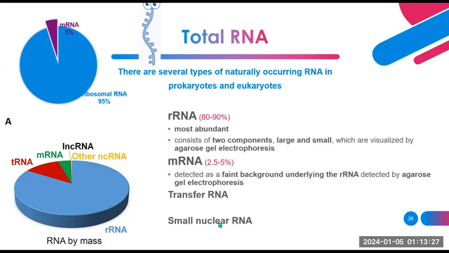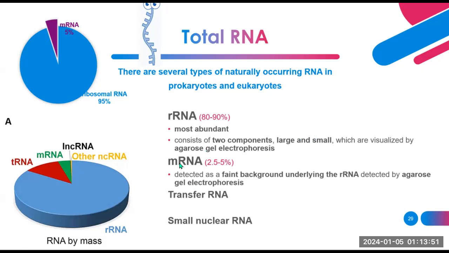Okay, there are several types of naturally occurring RNA in prokaryotes and eukaryotes. So we have the most abundant, the ribosomal RNA, which constitutes 80 to 90%, and it has two components, the large and the small component, and these components are detected using agarose gel electrophoresis.